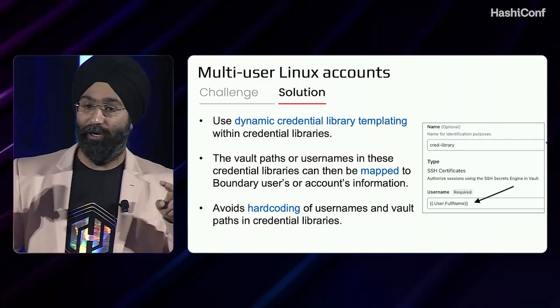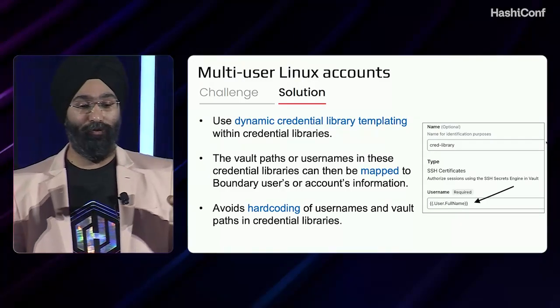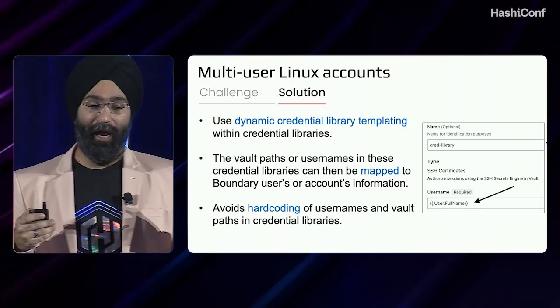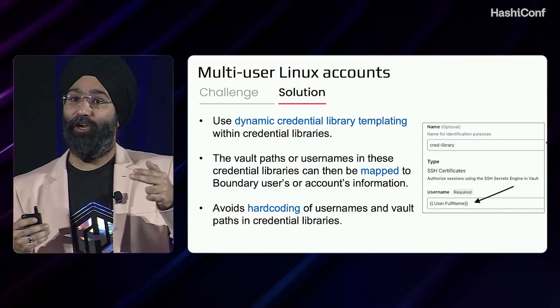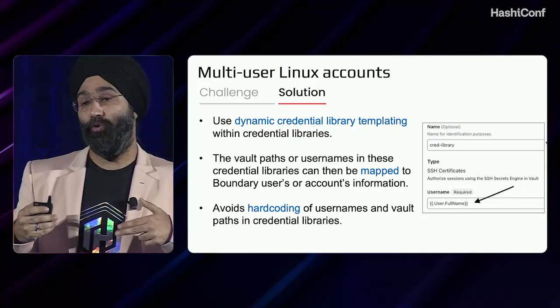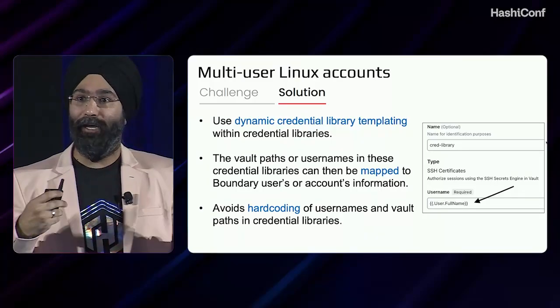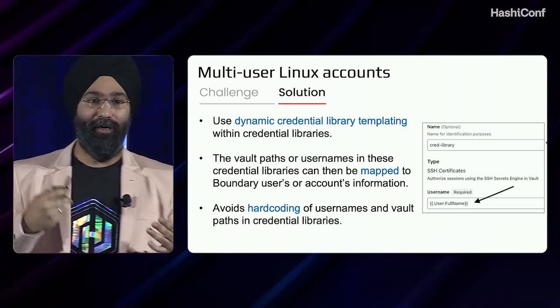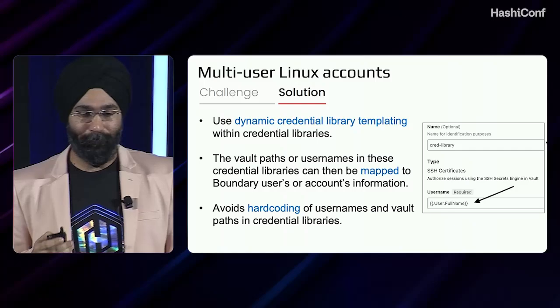So now if you see here, instead of hard coding those vault paths and usernames in your credential libraries, you can actually map these fields to the Boundary user information. So now you only end up creating one credential library or maybe one target, right? Thus solving your resource sprawl.